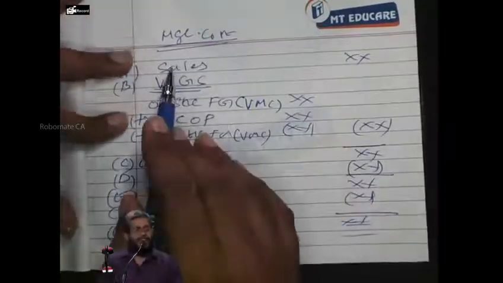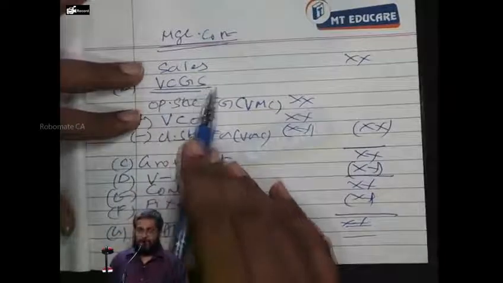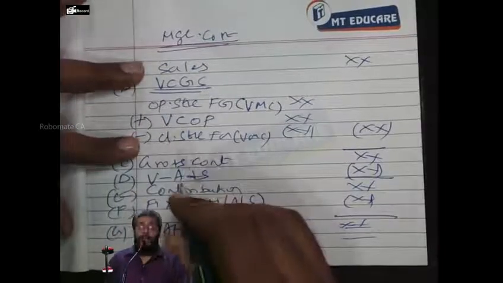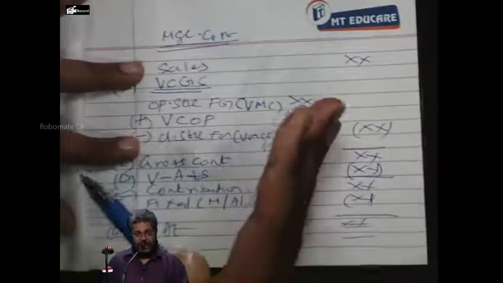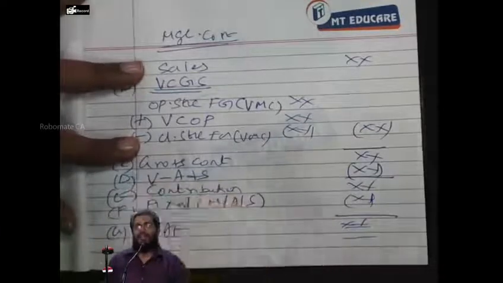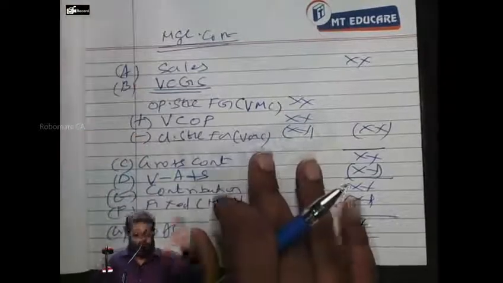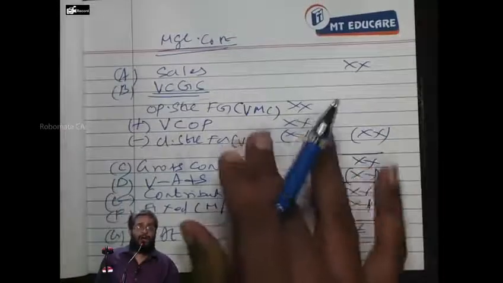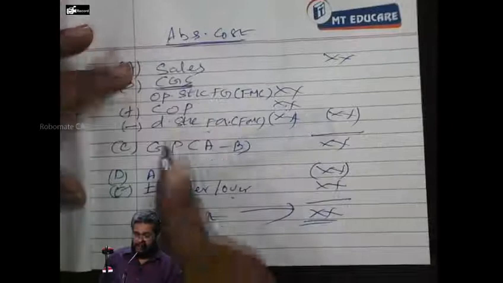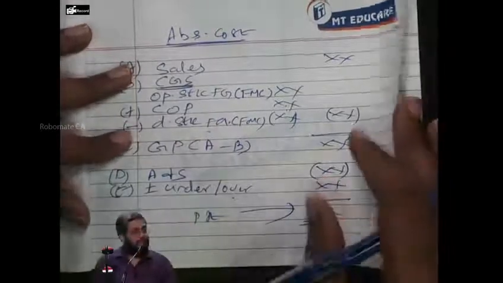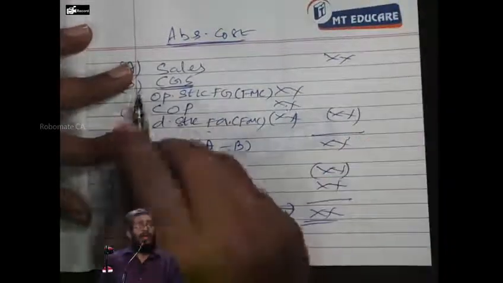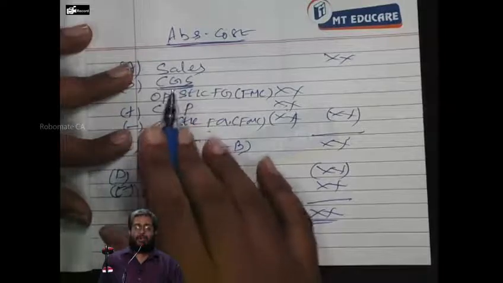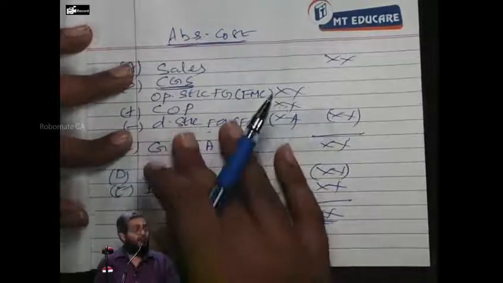Now, tell me: sales minus variable cost of goods sold gives you gross contribution, minus variable selling and administration gives you contribution, minus fixed cost gives you the profit. Now, listen here. Sales minus cost of goods sold is called gross profit. I don't say sales minus cost of goods sold is profit; I call it gross profit.